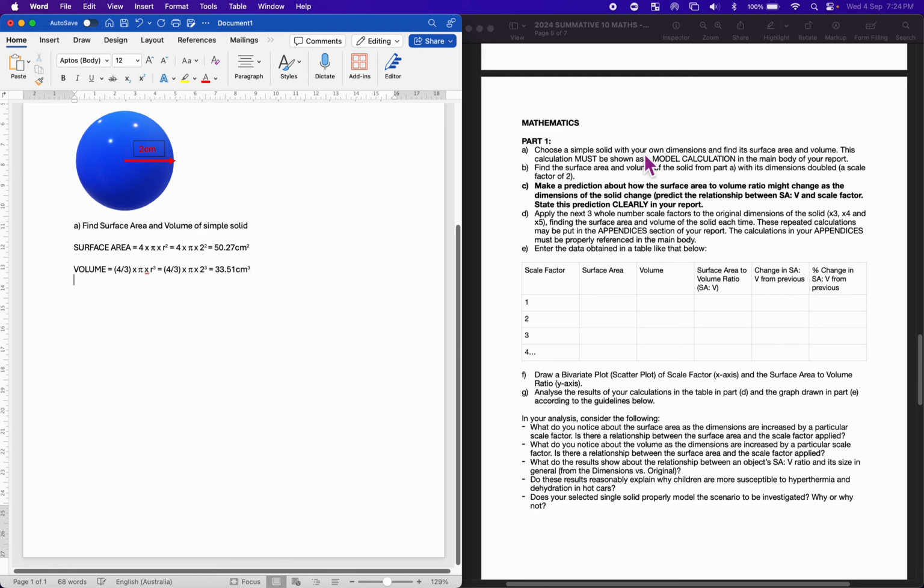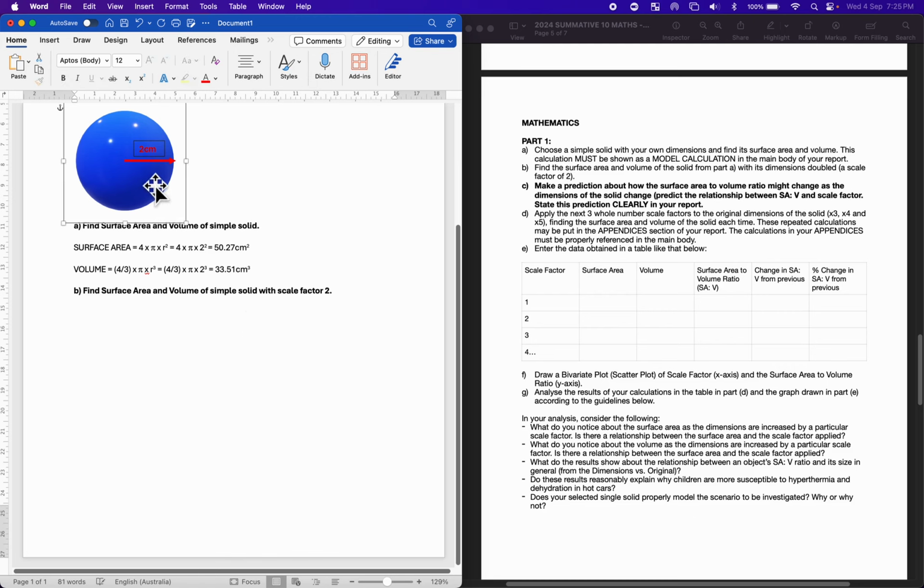So I've just done part A. B, find surface area and volume of the simple solid with its dimensions doubled, which is a scale factor of 2. So you can draw a diagram of that too. I'm going to put these in bold to make the questions stick out.